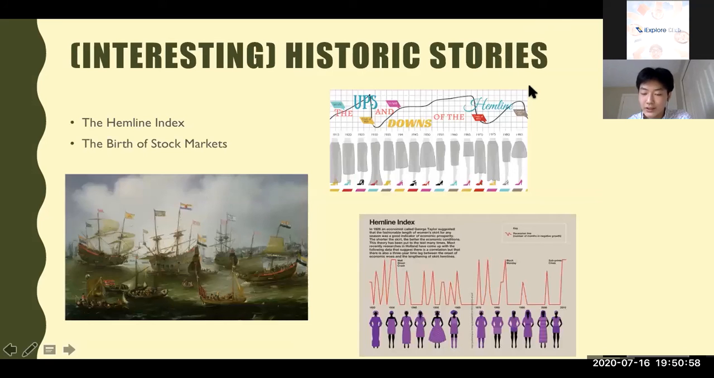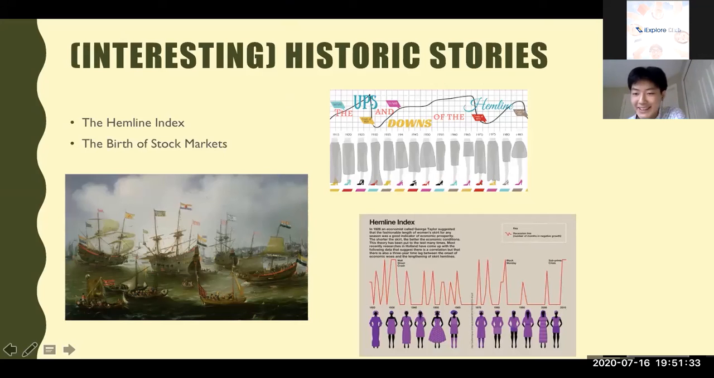So moving on, I think everyone's getting a bit bored. I'll tell you two stories, two real-life stories that have happened in history, which are related to economics. The first one is the hemline index. In case some of you wonder, it is actually something to do with women's dresses and the stock market.